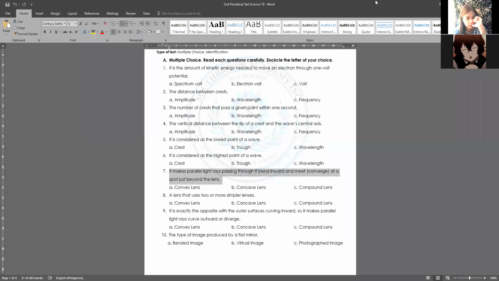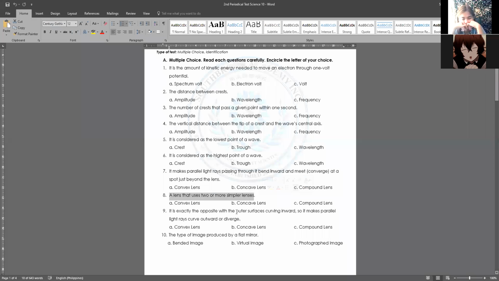It makes parallel light rays passing through it bend inward and converge at a spot just beyond the lens. Convex lens. It is convex. Again, inward. So they bend inward to converge. This is a convex lens. Number 8, let's have Rachel.